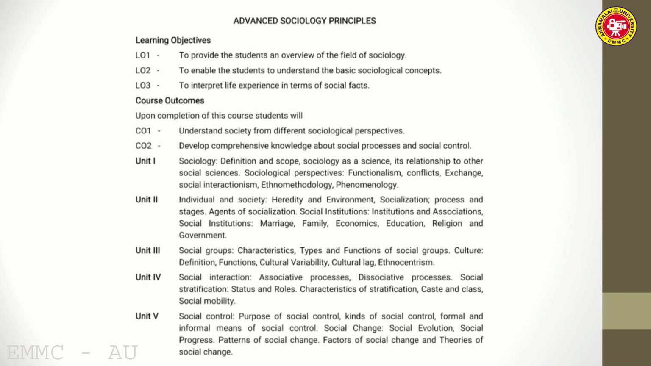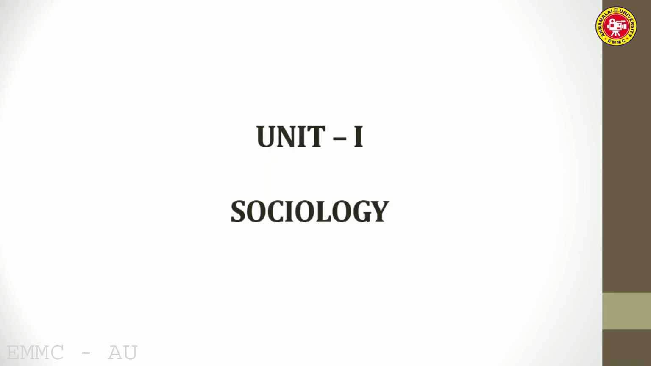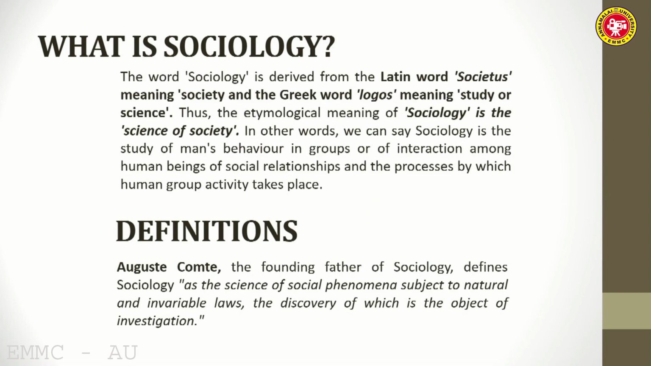Then we discuss the lesson. The advanced sociology principles consist of 5 units. Unit 1, sociology. Unit 2, individual and society. Unit 3, social groups. Unit 4, social interactions. Unit 5, social control. Now we discuss the first unit.